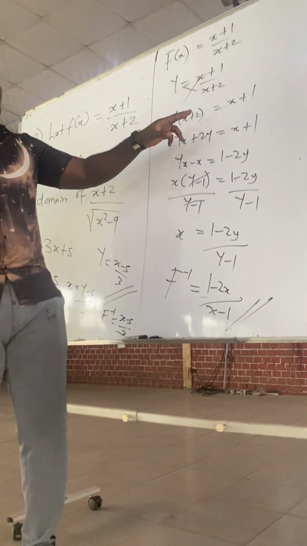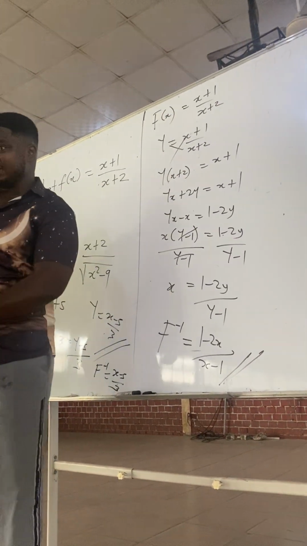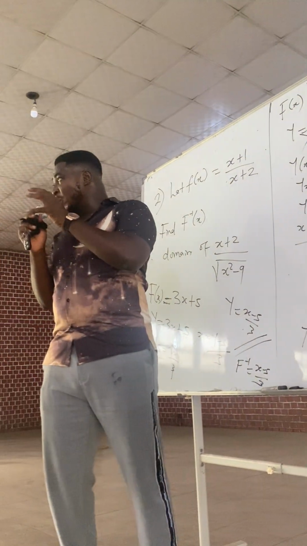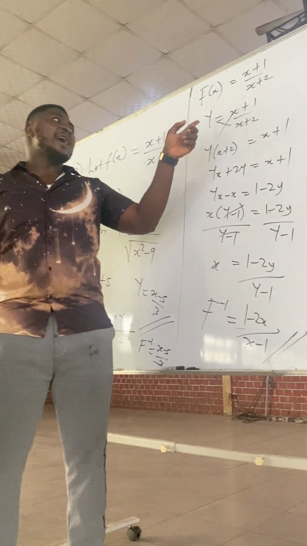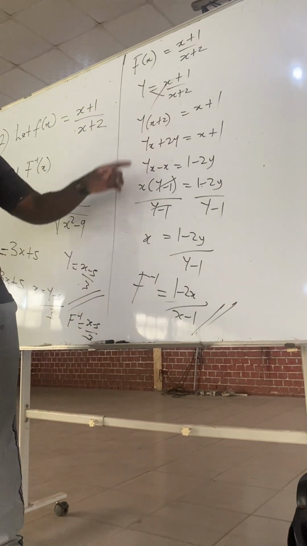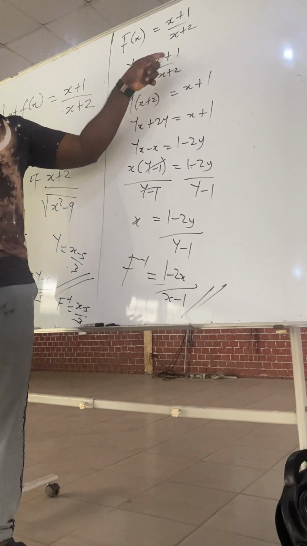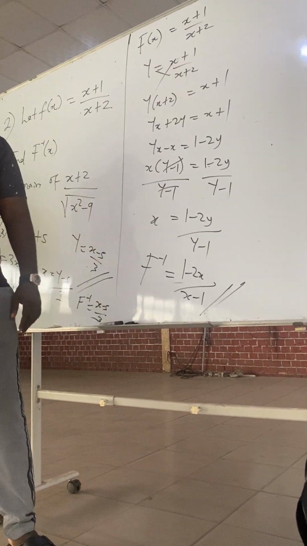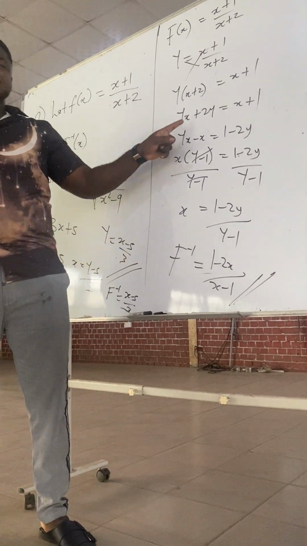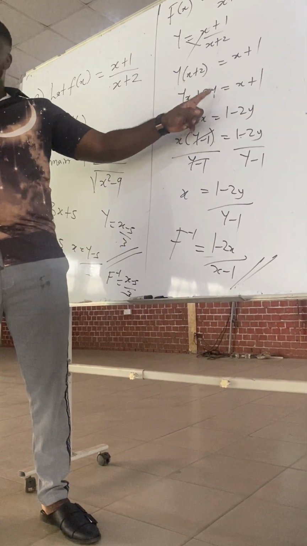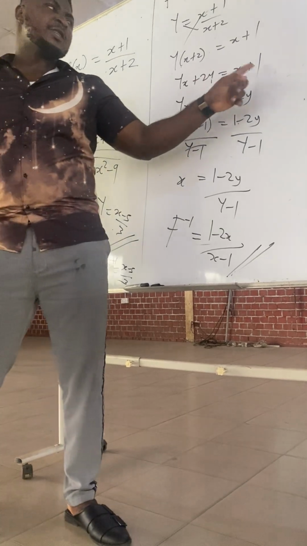This is more difficult because we have x on two sides, and you want x to be alone. All the x should be in one place. Make it the subject of the formula. First of all, I cross multiply. So y into bracket x plus 2 equals x plus 1. You're following? Expand. y times x, y times 2 equals x plus 1.